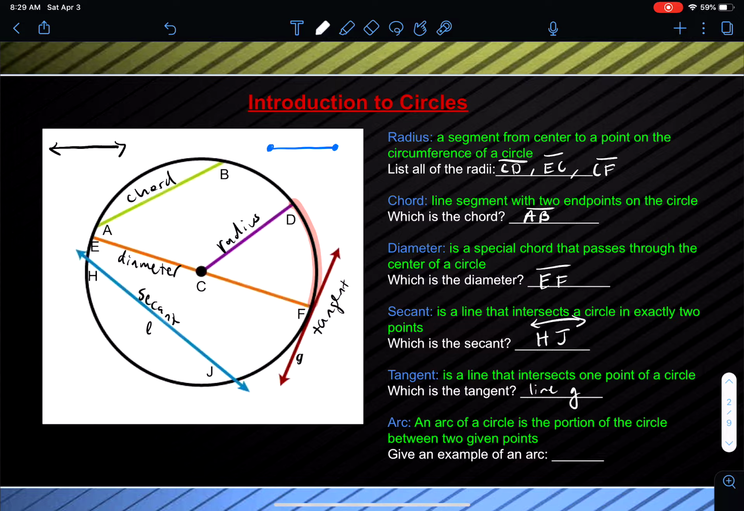What else? An arc of a circle is the portion of the circle between 2 given points. Okay, here's an example. Here. This is what you call an arc, because it is a portion, or like a crust of the circle, from one point to another point. Here you go. That is the crust, and I will say see picture with red highlight. Okay?